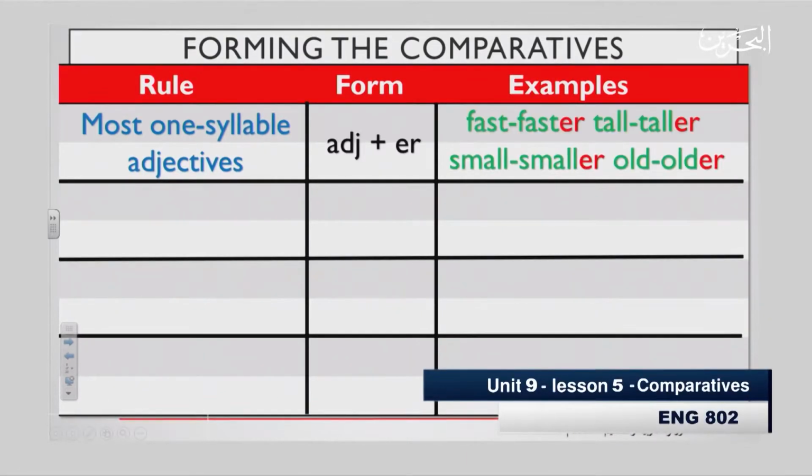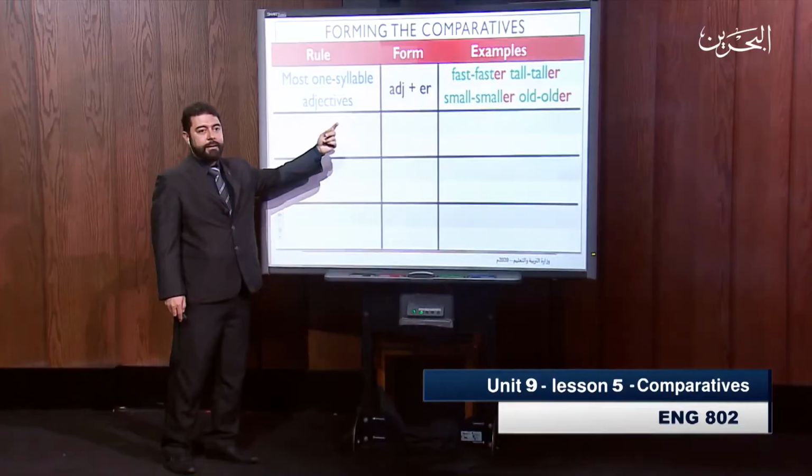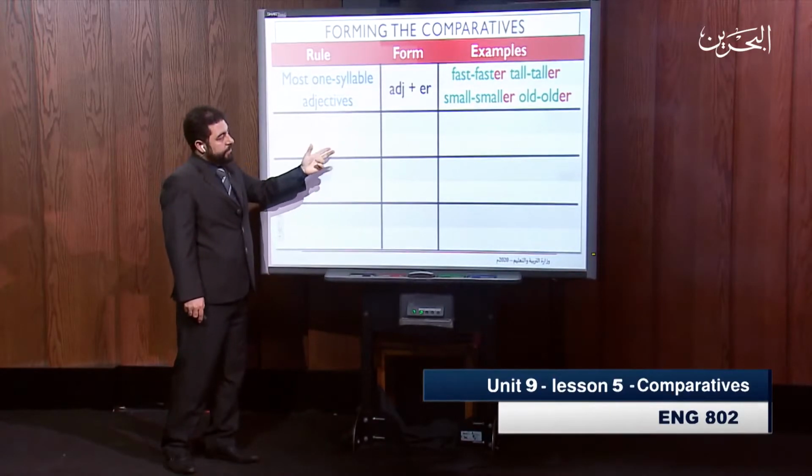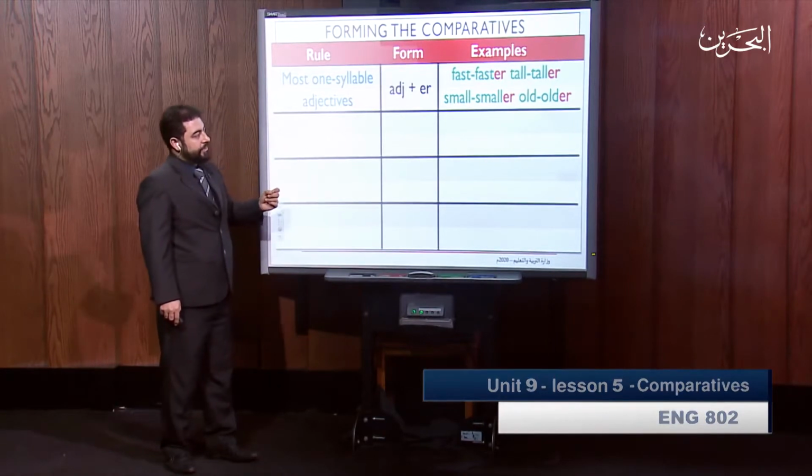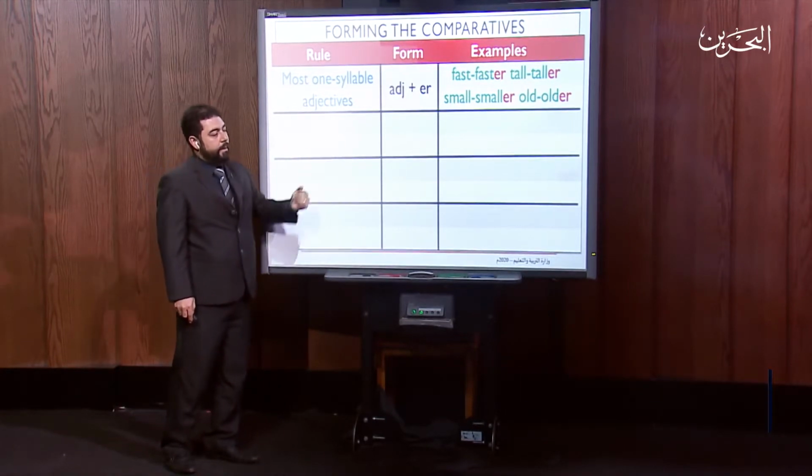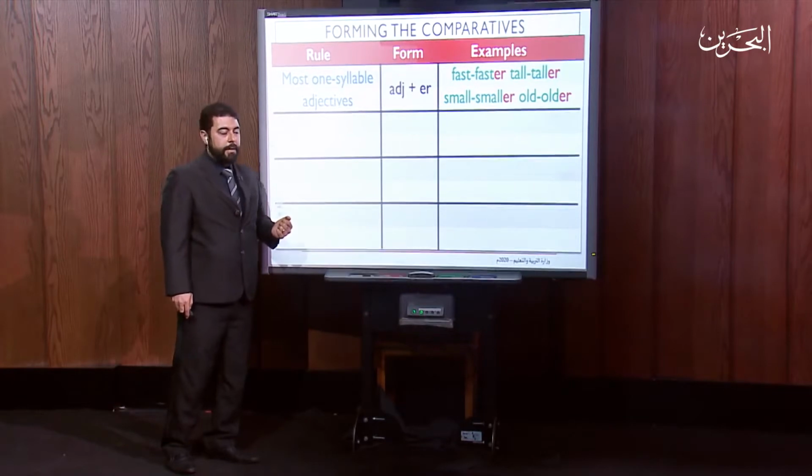Let's take a look. We have fast, which is a one-syllable adjective. If you have that, you add er to it. Another example of one-syllable adjectives, tall. You notice it is a small or a short adjective. It becomes taller. You add er. Small, another one-syllable adjective, you add er. Old becomes older.